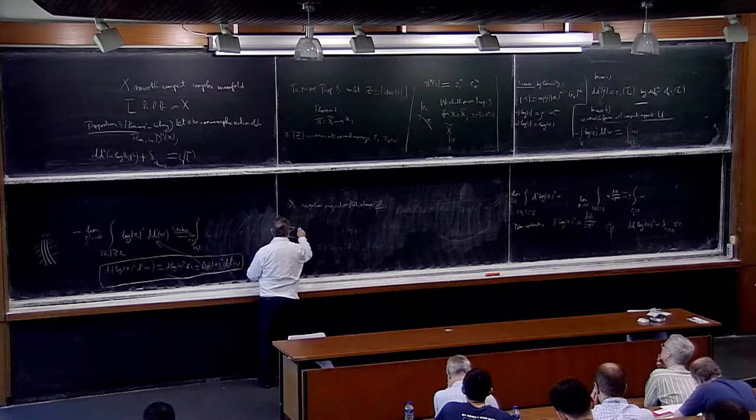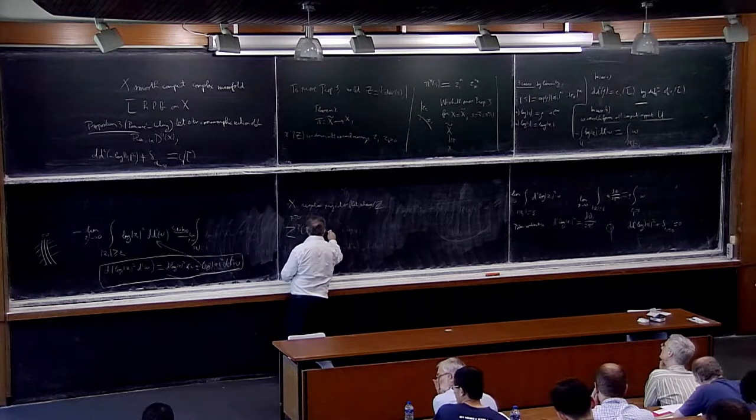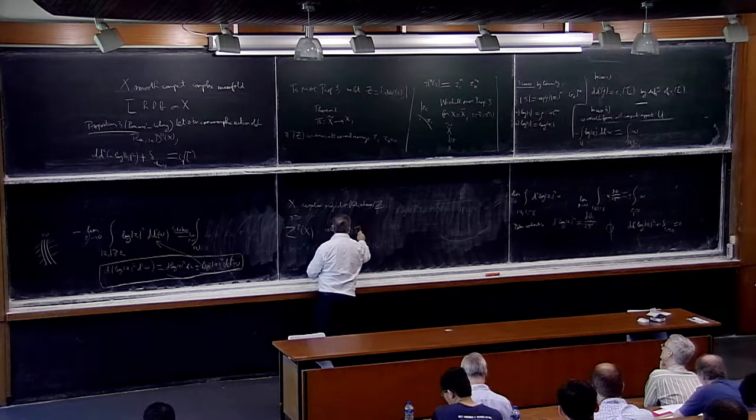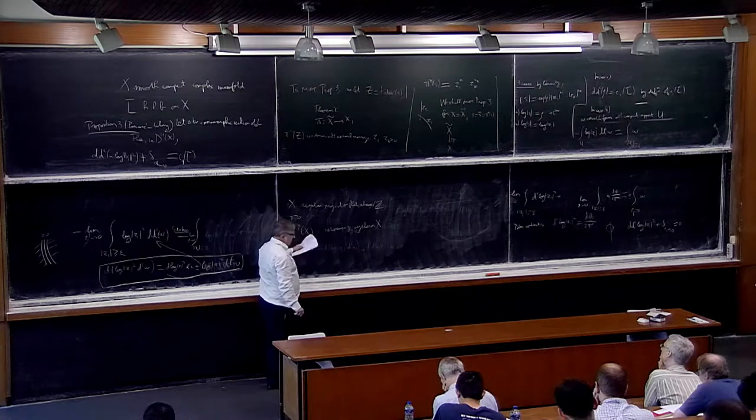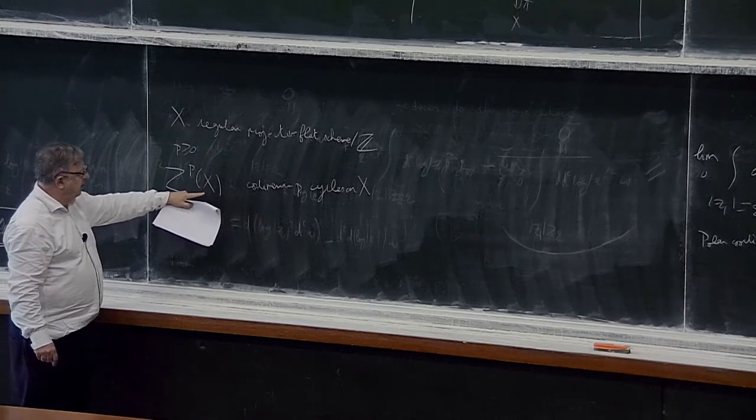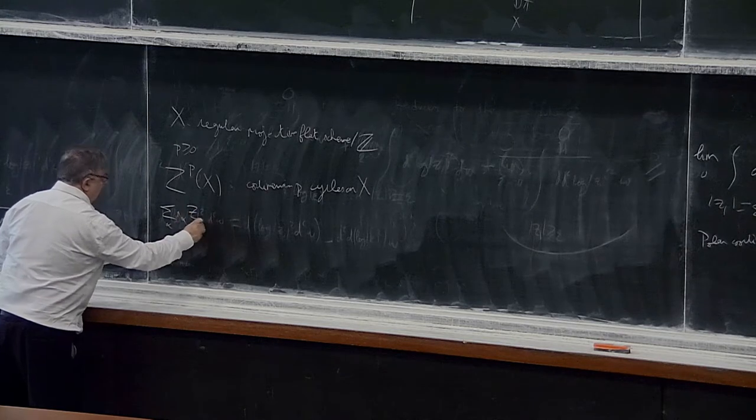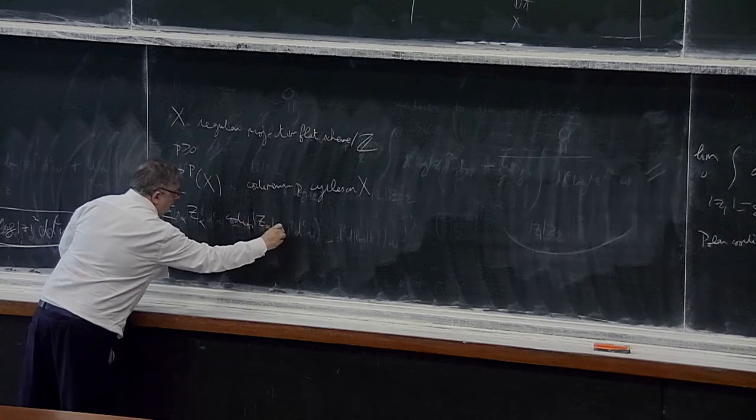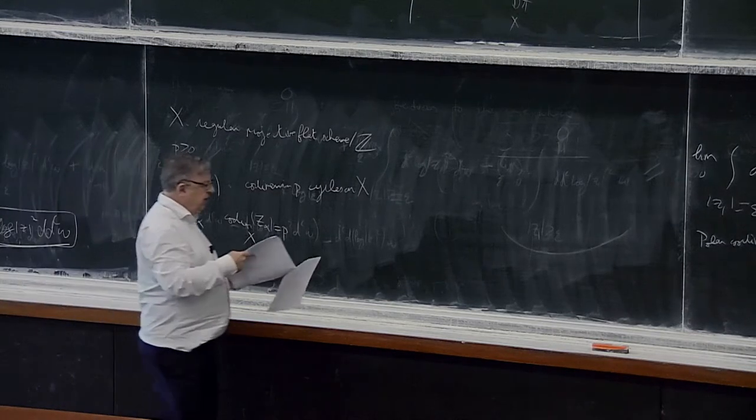And we let Z^p(X), for any p at least zero, be the group of codimension p cycles on X. That is, it's an abelian group spanned by codimension p irreducible subvarieties of X. So when p equals 1, this is the group of divisors.